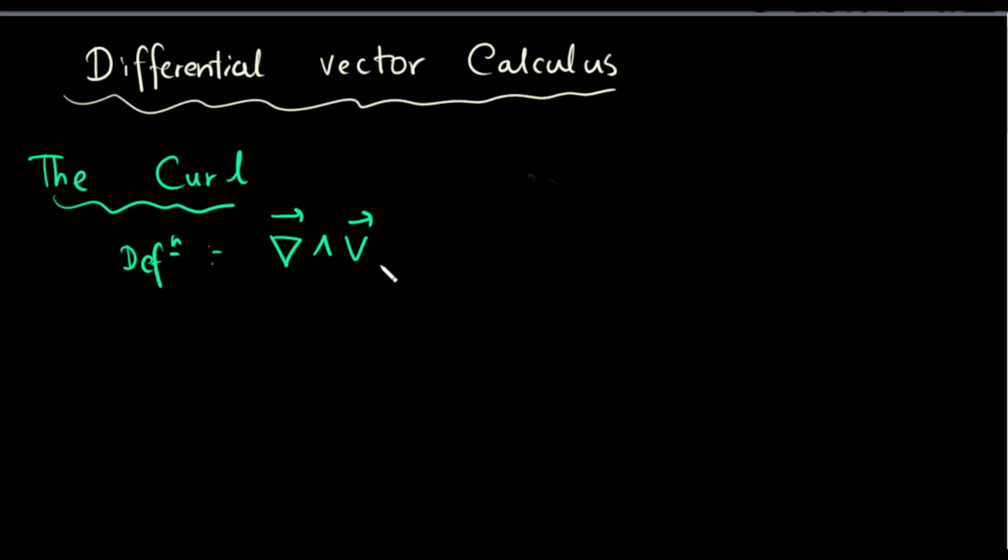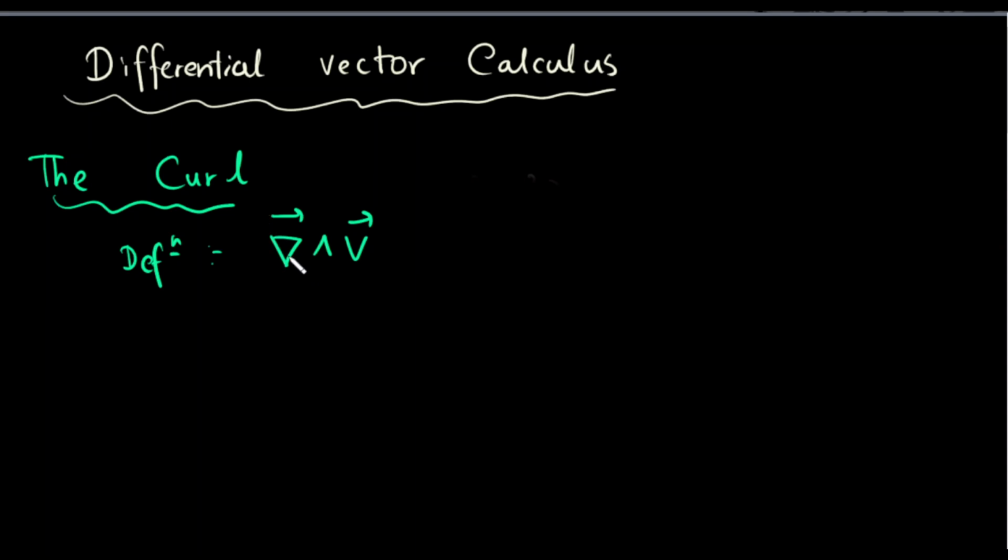In the previous video I have defined this vector field V. So V is equal to Vx x hat, Vy y hat and Vz z hat. I'm not going to define it again. Now we have a cross product here.